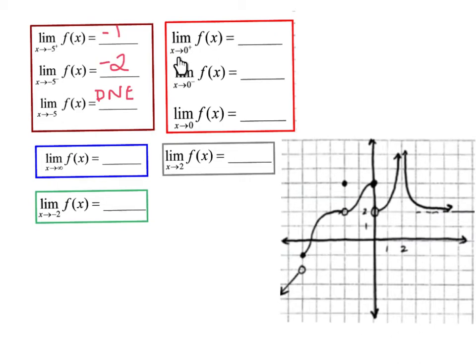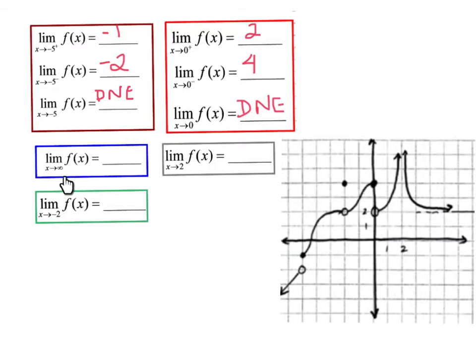Next, let's go up here to 0. Approaching 0 from the positive side, we're approaching a y value of 2. Next, approaching 0 from the negative side, so we're coming along towards 0 from the negative side, we're approaching a y value of 4. So once again, the limit does not exist because we are not approaching the same y value from both sides.